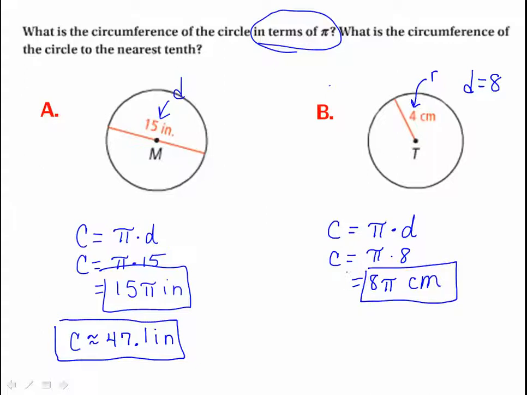For my second answer, I'm again going to find this to the nearest tenth. So if I multiply 8 times pi, I get 25.13, which is approximately 25.1 centimeters.